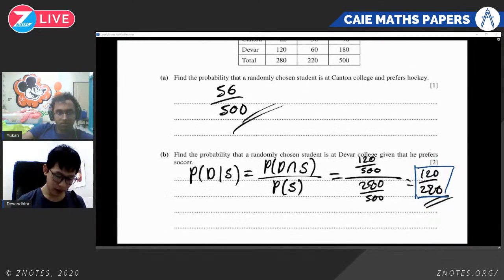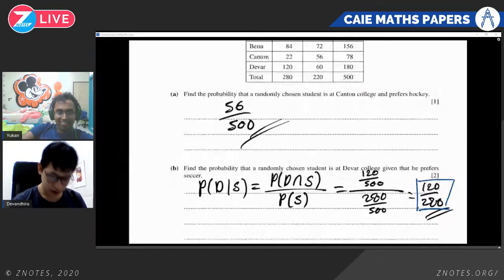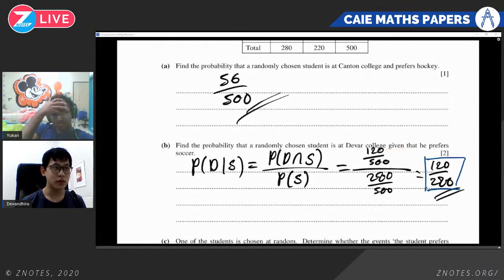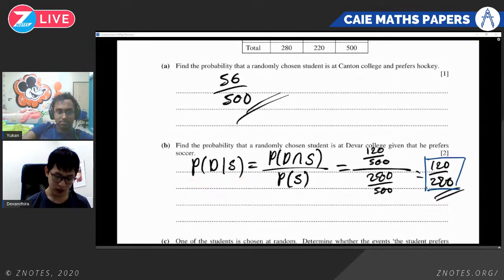Part B. Find the probability that a randomly chosen student is at Devan College, given that he prefers soccer. That college sounds like my name. Right. So you see the keyword here is "given". When you're given a probability question with the word given, that's conditional probability. That means we have to use the formula for conditional probability, which is this one. So this says the probability that the student is at Devan, I just put D there, given that the person likes soccer, I just put it as S.